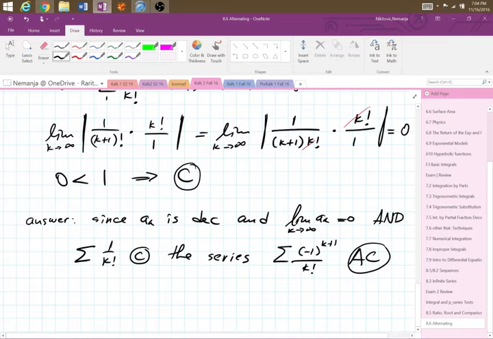So the tree will always look like this. You start, it branches off into divergence or convergence, and then it branches off into conditional or absolute. That's how the tree looks, and then you just fill in along the way the conditions that various things have to fulfill to get you into any of these possibilities. Great. Next example.